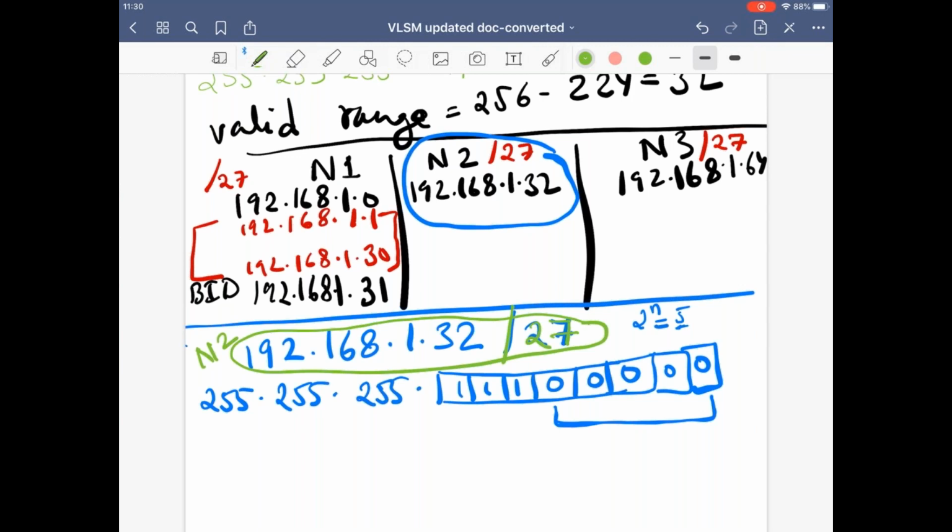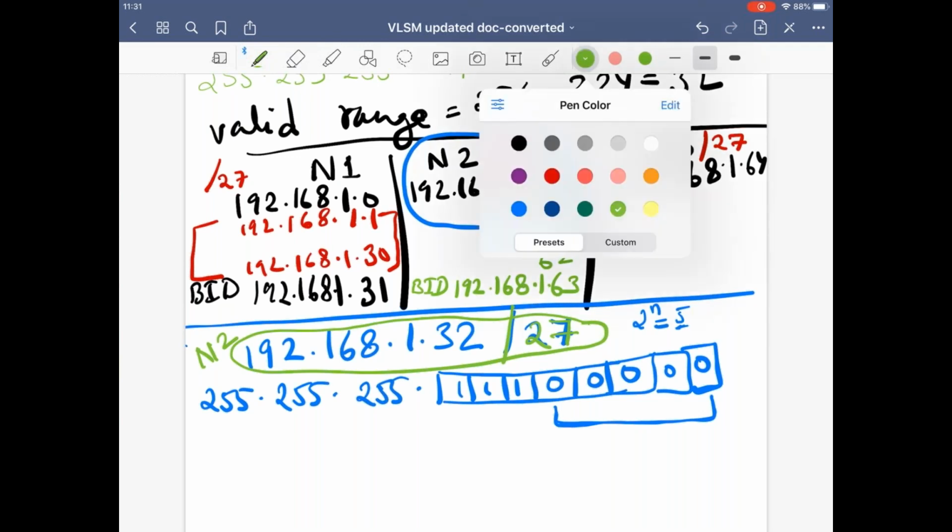Now here, what will be the broadcast ID for N2? The broadcast will be 192.168.1.63. This is your broadcast, and from 33 to 62, these are our valid hosts.